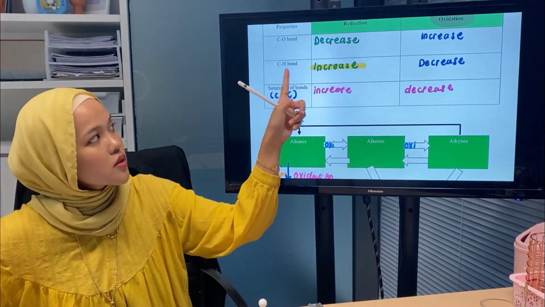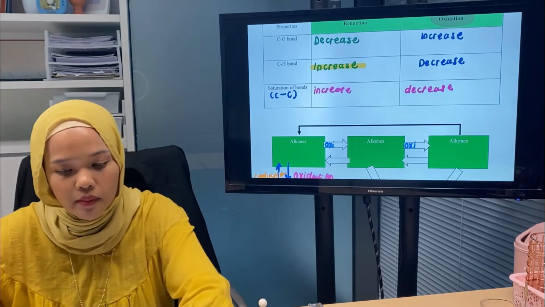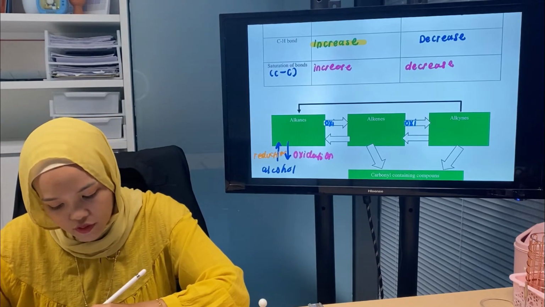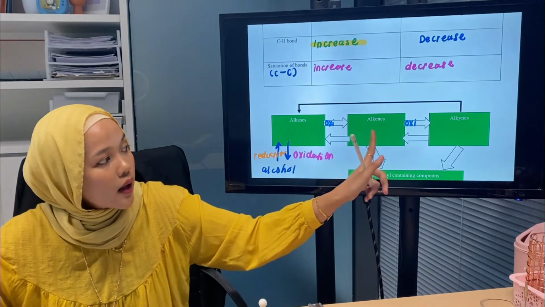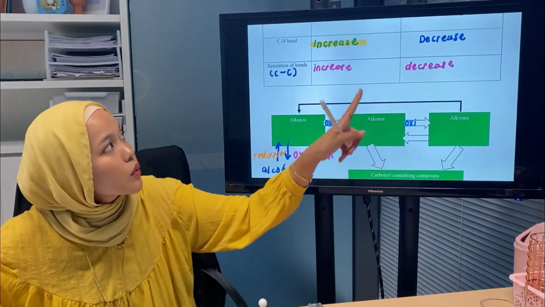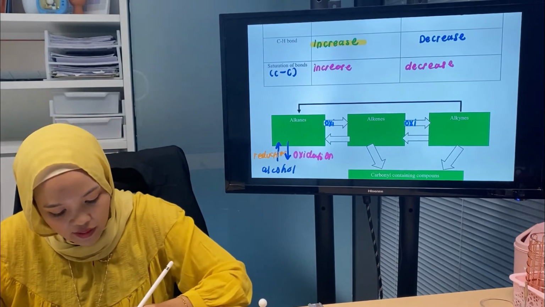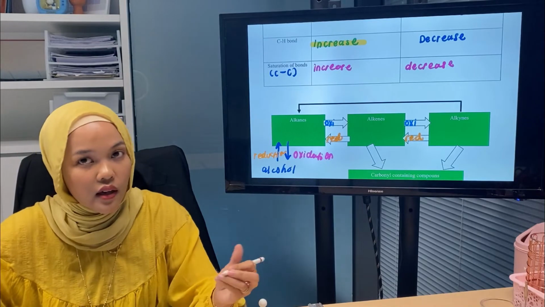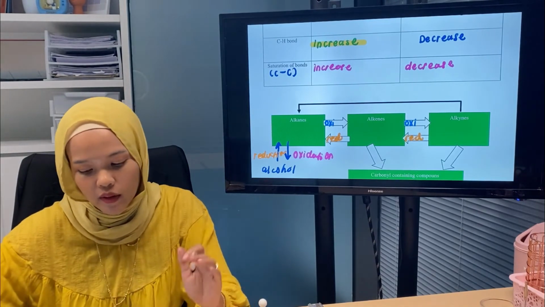So you can also just look at carbon-hydrogen bonds, or you can look at the saturation, not a problem. So if you are going the other way, from alkyne to alkene, because you are increasing the number of carbon-hydrogen bonds, increasing meaning this is a reduction reaction. I hope that is clear for you.